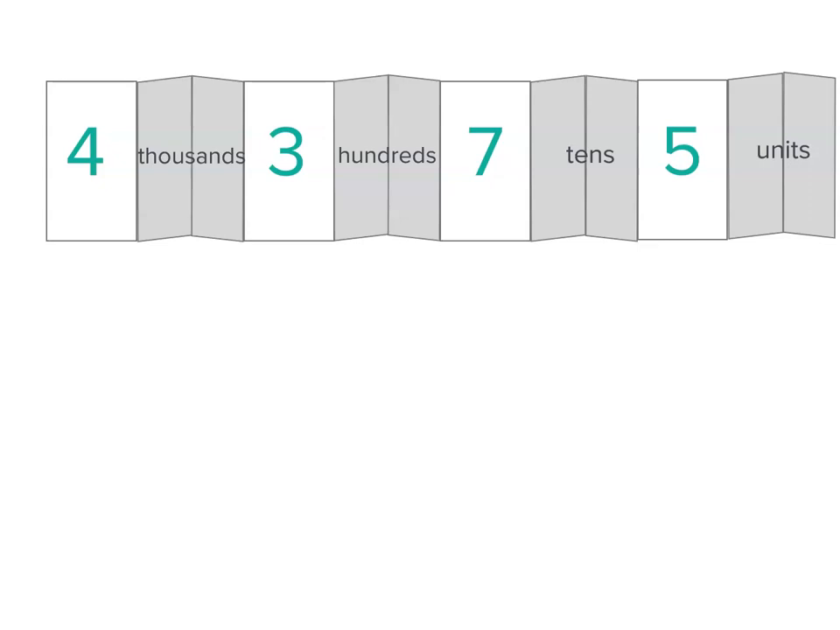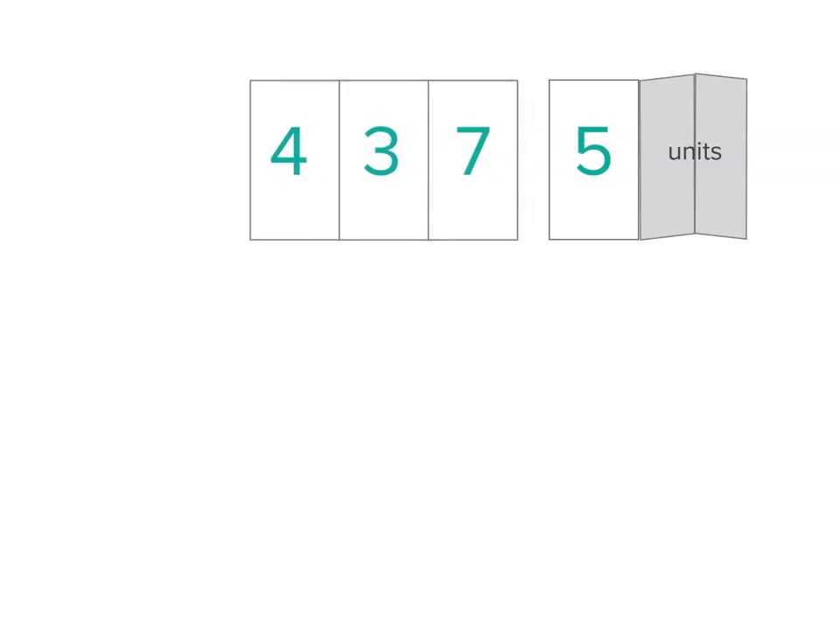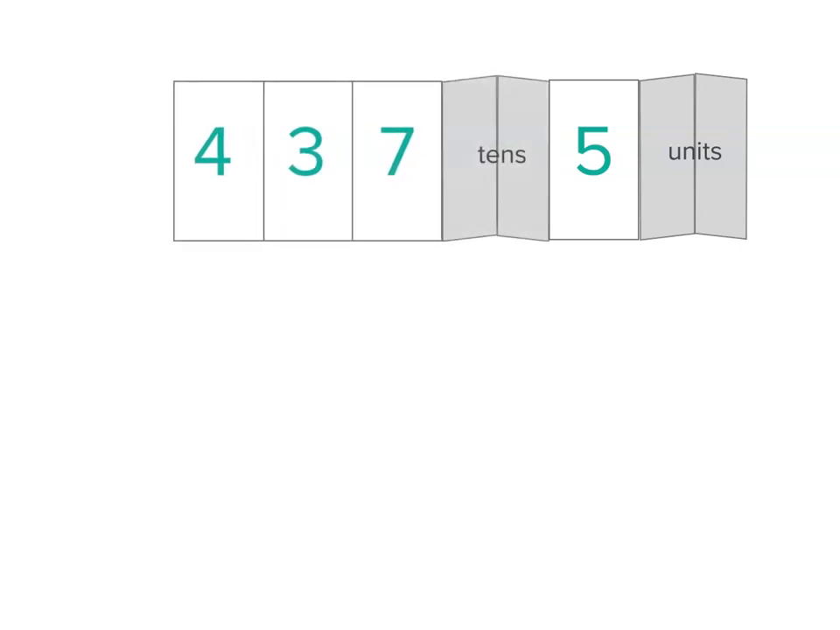Now if we thought of our thousands and our hundreds and tens and how many units that would give us, we would have 4,375 units. But we might like to actually express some of them as tens. So we would have 437 tens and 5 units.